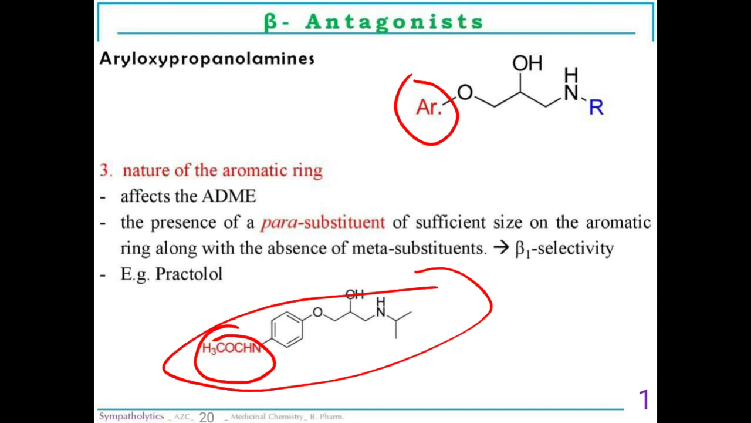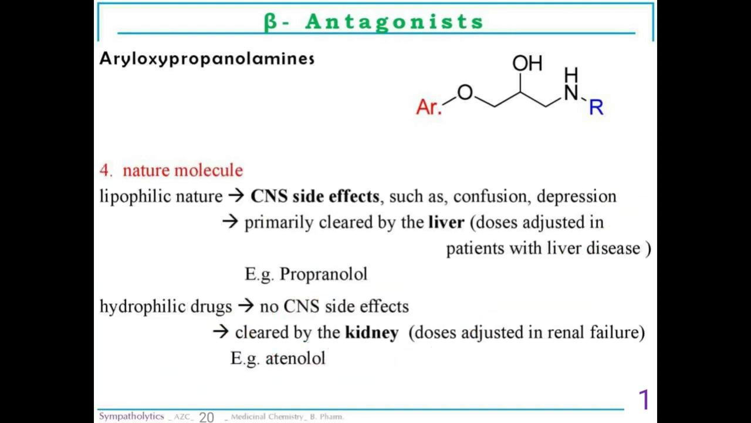But here, this is ortho, this is meta. If any substitution is there on the meta position, it will decrease the beta 1 selectivity. So the meta position must be empty, so that beta 1 selectivity will be more.